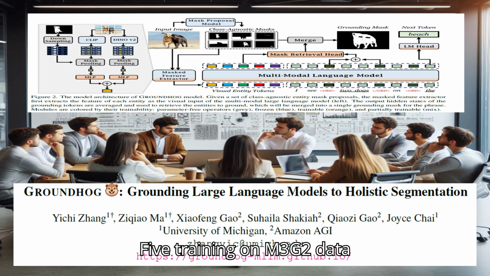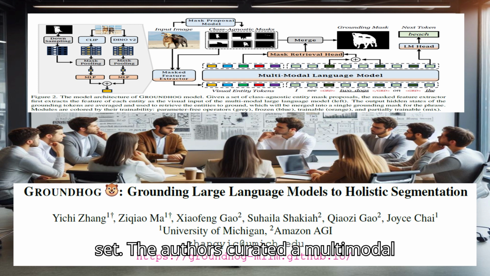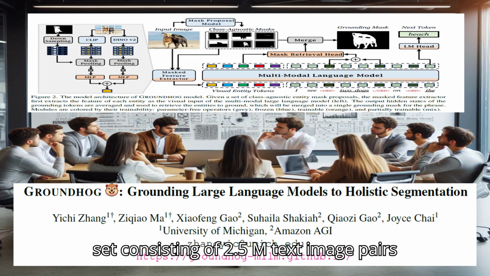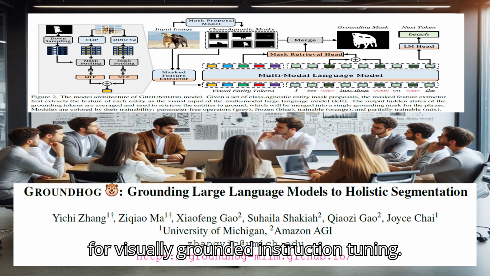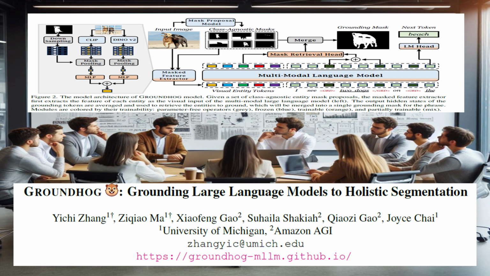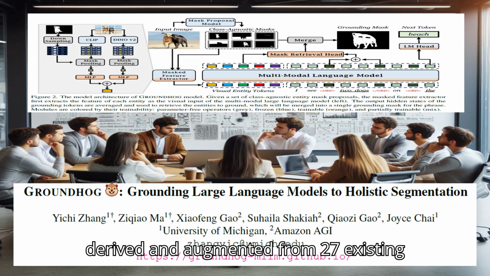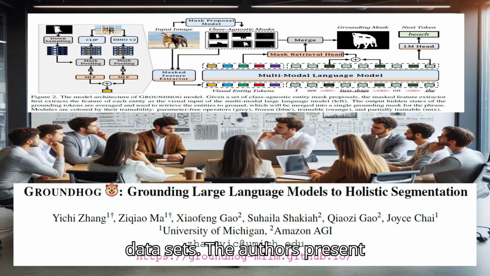5. Training on the M3G2 dataset. The authors curated a multimodal multigrained grounding M3G2 dataset consisting of 2.5M text-image pairs for visually grounded instruction tuning. The dataset consists of 36 subproblems derived and augmented from 27 existing datasets.